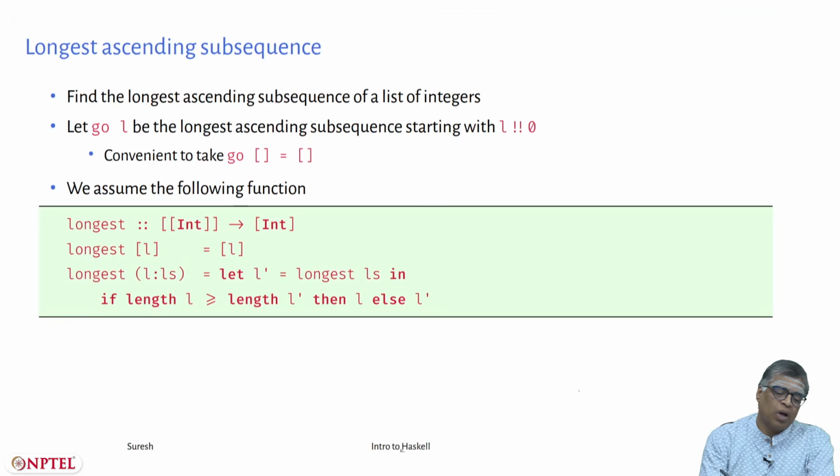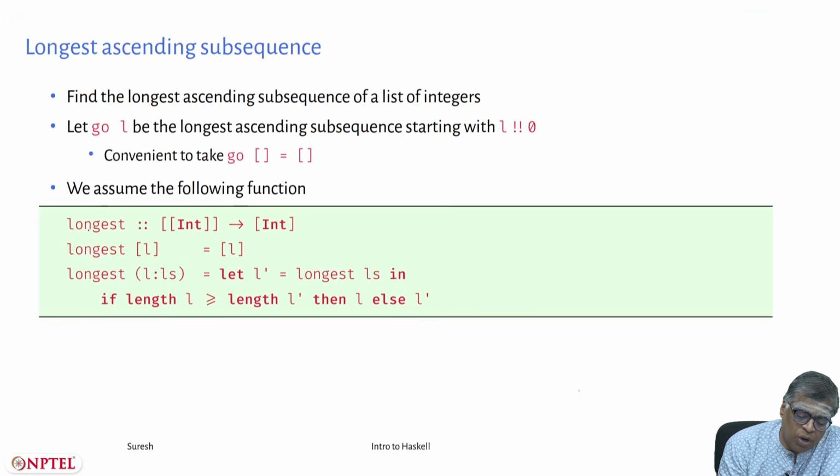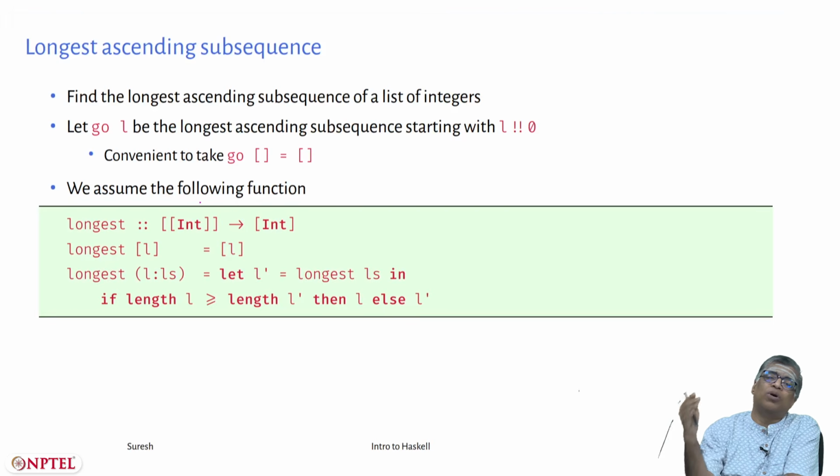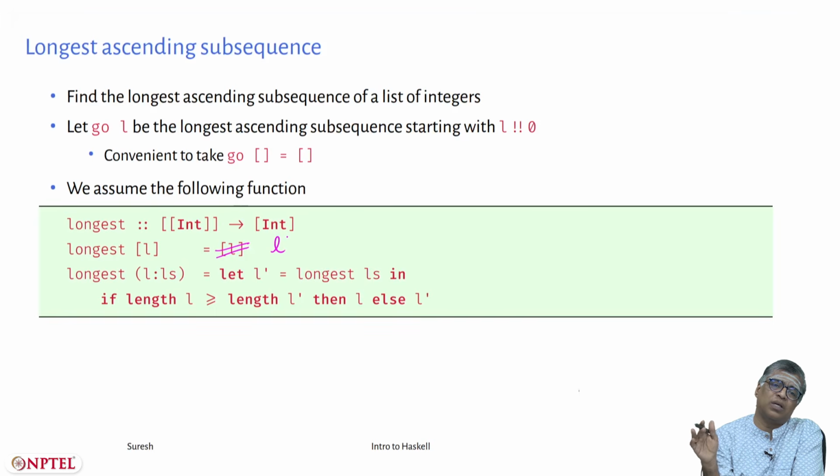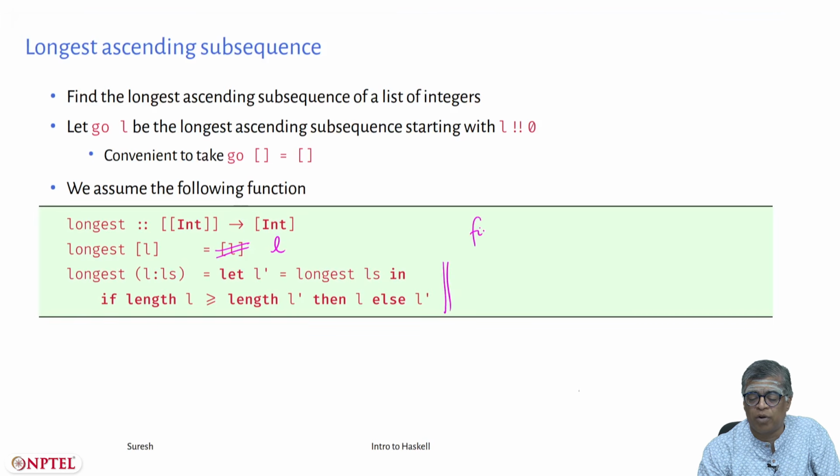Okay. So we'll assume the following function. Longest is a function that takes a list of lists of integers and gives you one list of integers. Longest of a list which consists of only one list is just that list. I shouldn't have put this here. This is wrong. It should just be L. Longest of L followed by L's is: let L prime be longest L's, in if length of L is greater than or equal to length of L prime, then L, else L prime. So this is just some simple find element of maximum length.